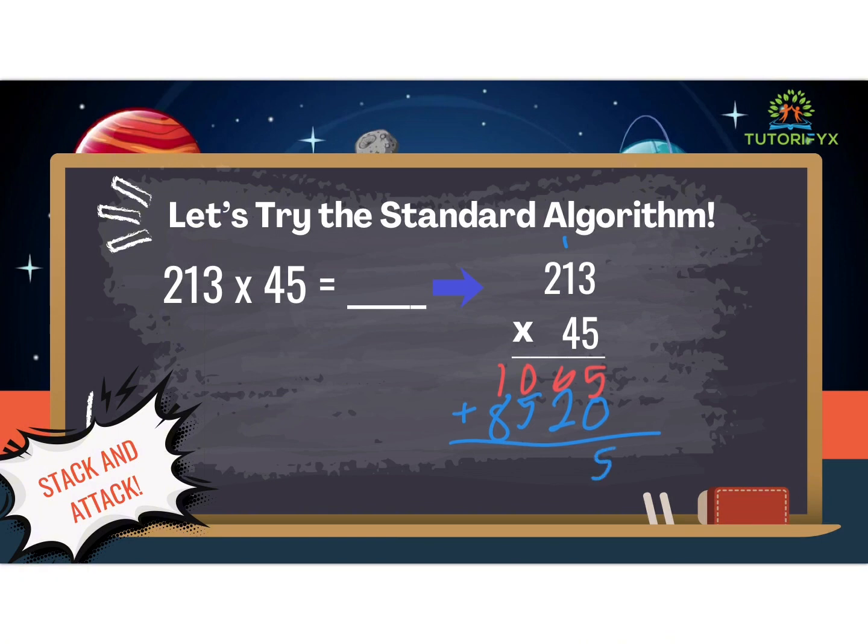5 plus 0 is 5. 6 plus 2 is 8. 0 plus 5 is 5. And 1 plus 8 is 9. 9,585. Whoop, whoop!